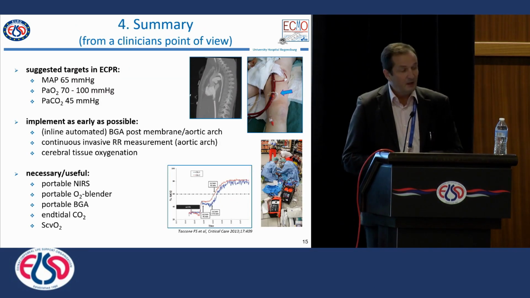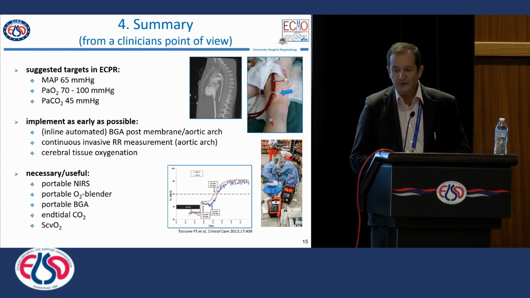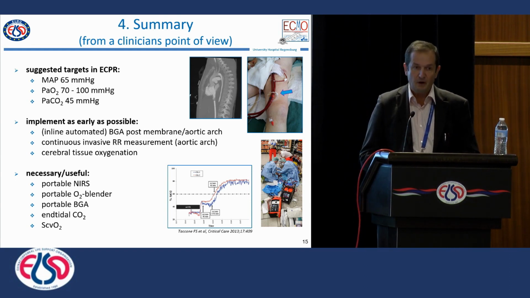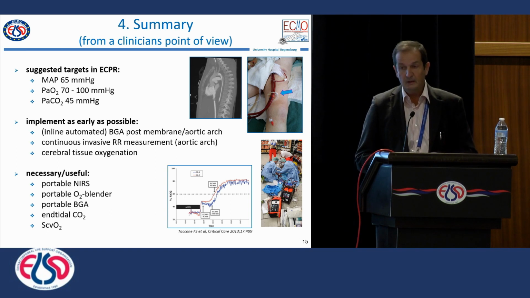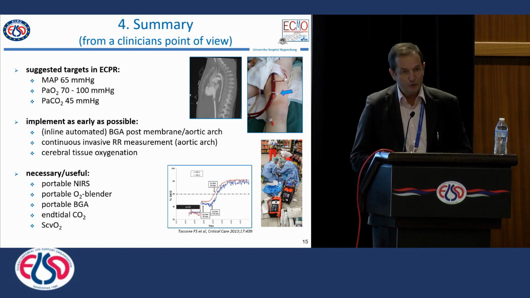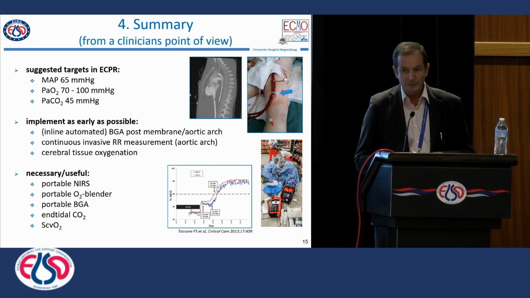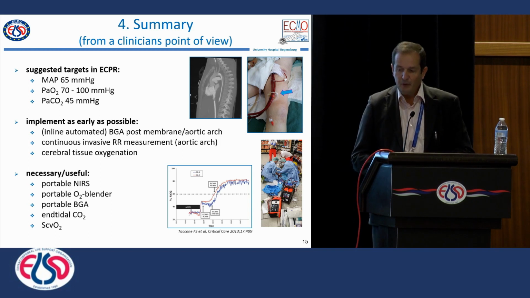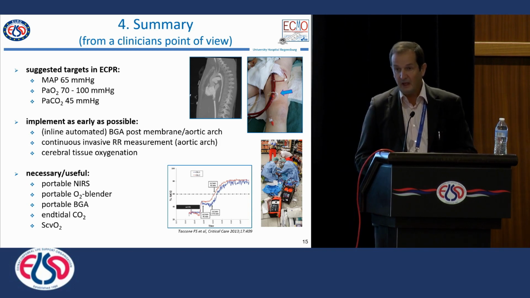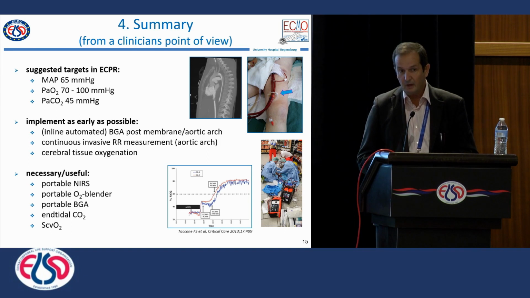To summarize, and that's from a clinician's point of view now, my suggested targets for ECPR in 2022 would be a mean arterial pressure of 65 millimeters of mercury, PaO2 between 70 and 100, PaCO2 45 millimeters of mercury, and implement as early as possible, preferably automated inline post-membrane blood gas analysis, and if possible, a blood gas analysis in the aortic arch, because that mirrors what's probably going up in the brain.